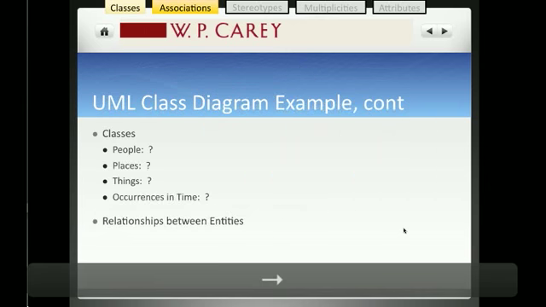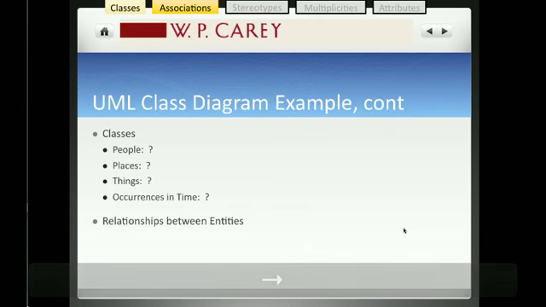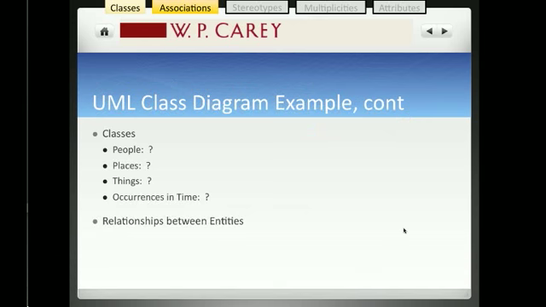So if you think about it, who are the people, where are the places, the things or the occurrences in time that you would want to represent if you were developing a system that was going to capture data about the operating room? Again, you want to think about what the relationships are between those entities. Pause for a moment. People, places, things, and occurrences in time. Well, that might be relatively easy given the description we had before, but let's look at the model that you would draw.